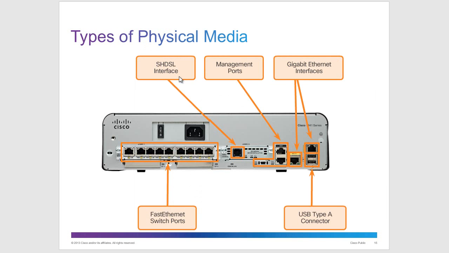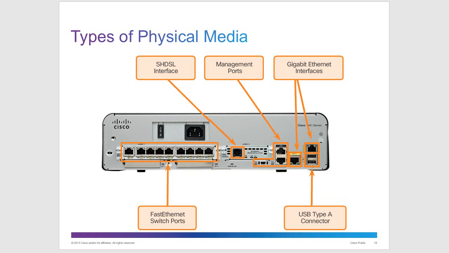Here we just have the different ports available to you on a Cisco router. I believe it's the 1941 router. You've got some fast Ethernet ports on it, an SHDSL interface here, your management ports like aux, and your two console ports: the console for USB, and the console for your normal rollover cable. You've got your gigabit Ethernet ports, and you have your USB Type A connectors, which could potentially be used to upgrade your firmware or something like that.